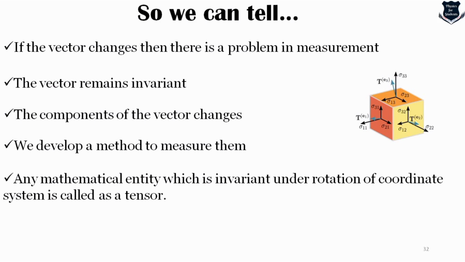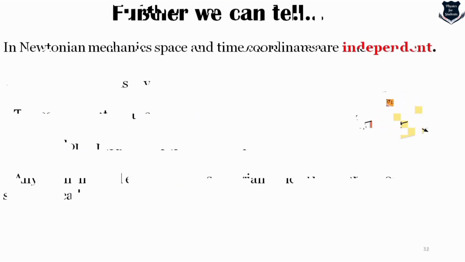So as you see, we rotate, we stretch, we flip, whatever. If the vector changes, that is a problem. So the vector doesn't change, the components of the vector change, and we develop a method to measure them. That which remains invariant under coordinate transformation is called a tensor.